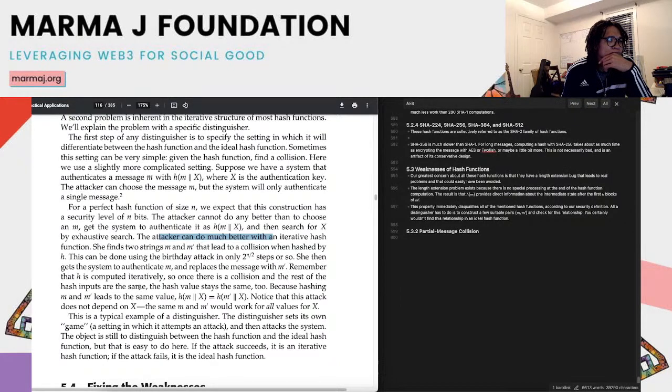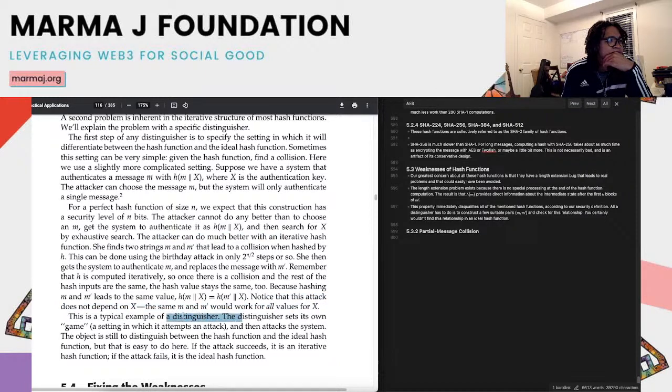Remember that H is computed iteratively, so once there is a collision and the rest of the hash inputs are the same, the hash value stays the same, too, because hashing M and M' leads to the same value, H(M, X) equals H(M', X). Notice that this attack does not depend on X. The same M and M' would work for all values for X. This is a typical example of a distinguisher.